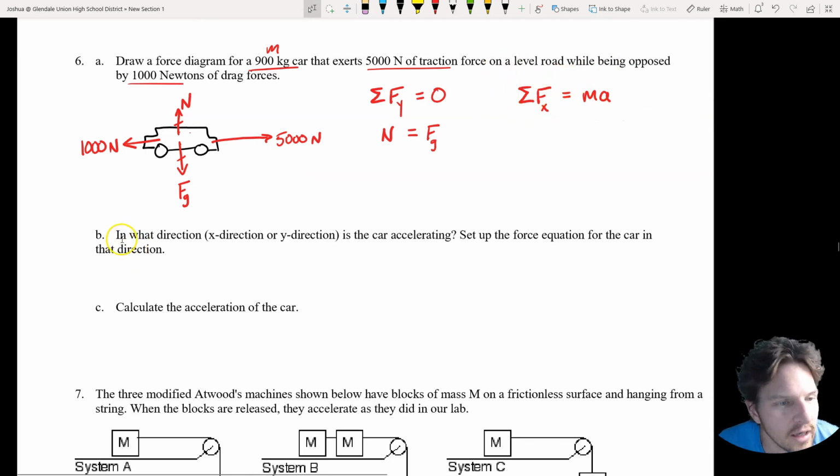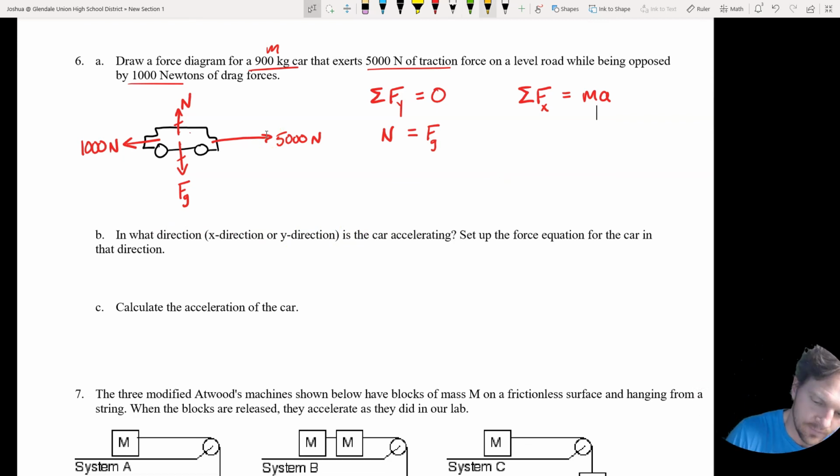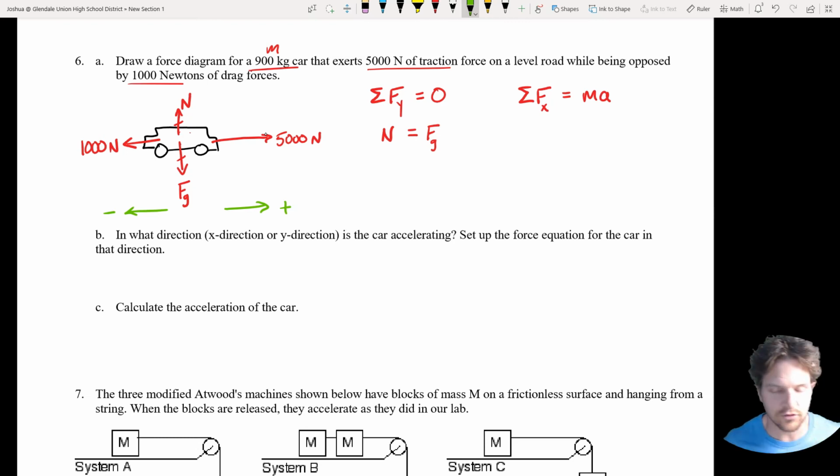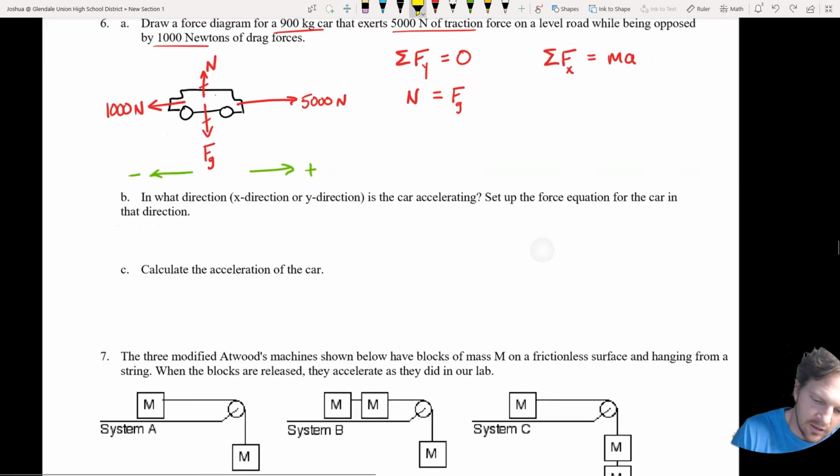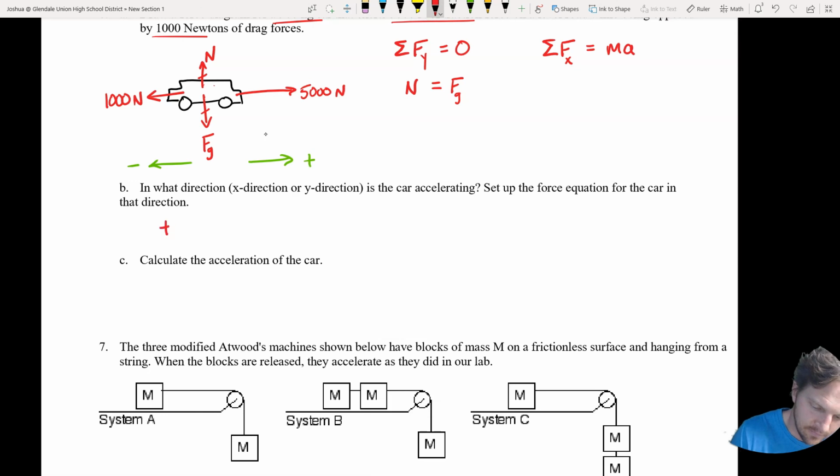All right, and then it asks, what is the direction? What direction is the car accelerating? Well, in the x direction, like we just said. Now, there's two x directions, positive, negative. So it's good to know which way is positive. To the right's usually positive. To the left is usually negative. So this thing is accelerating where there's the bigger force. So that is going to be the positive x direction.